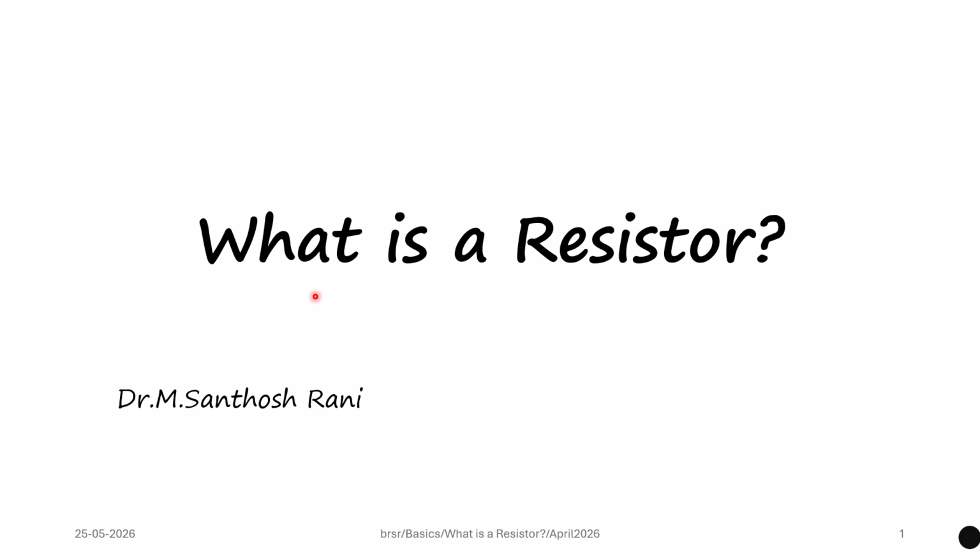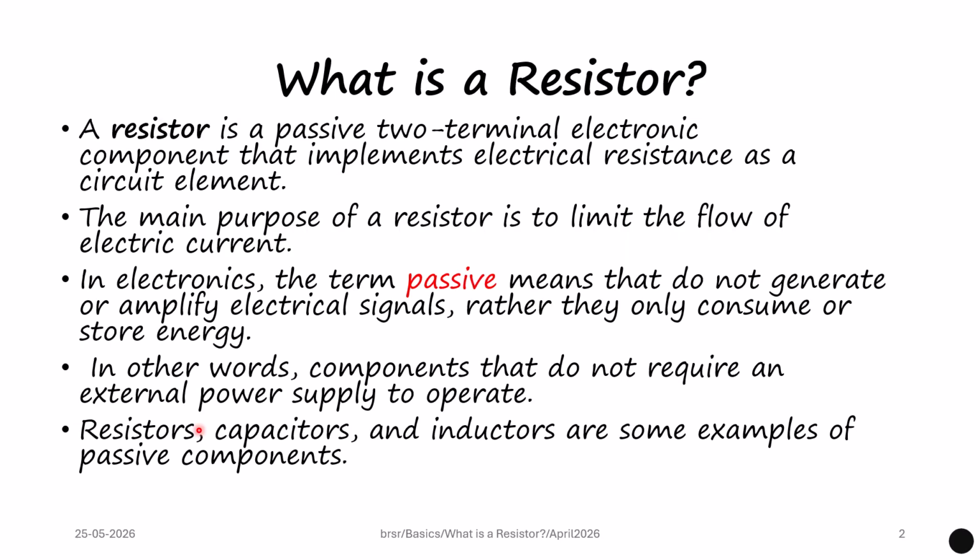In this session, let us learn the very basics of a resistor. A resistor is a two-terminal electronic component and it implements electrical resistance in a circuit. The main purpose of a resistor is to limit the flow of electric current.